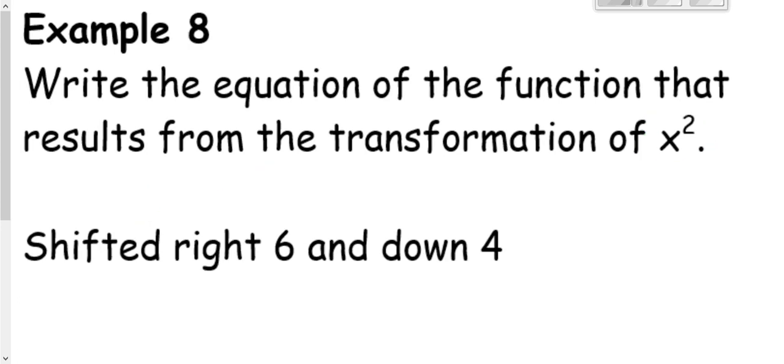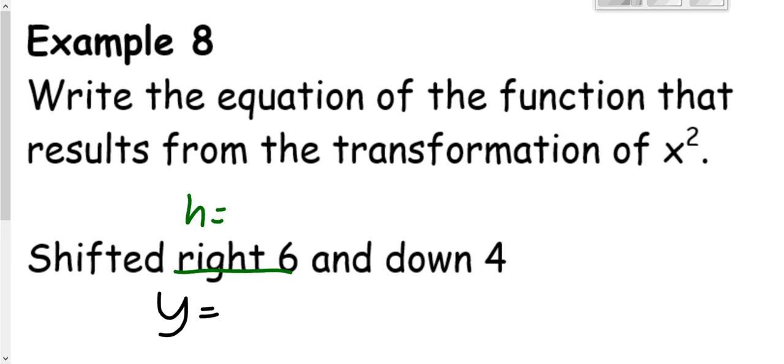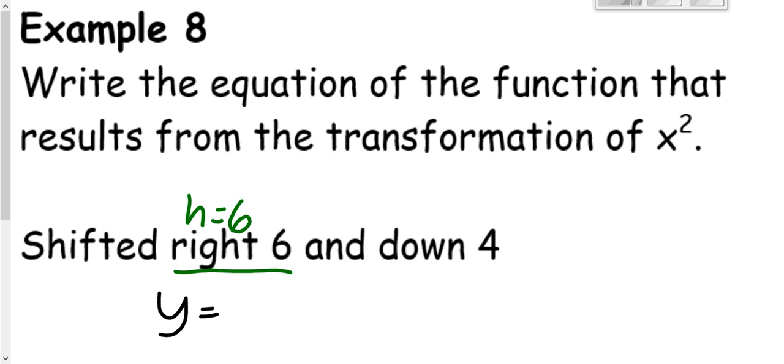Last one. This time I don't have any stretch, reflection, or compression. I'm just shifting left or right. So I'm going to start with my y equals. If I'm going right 6, which value does that change? It makes your h value a +6. But in my equation, do I want to say x plus 6 or x minus 6? Remember, the h value lies to you in the equation, and so if h is actually a positive, we are going to write it as a negative in the equation.